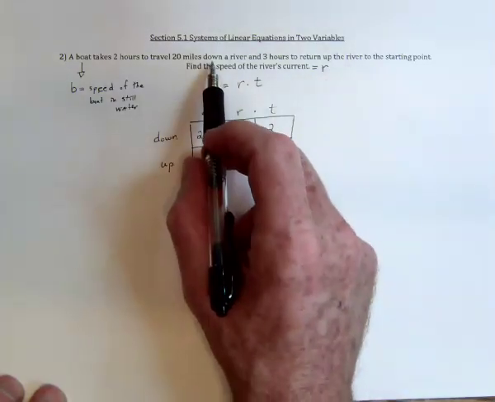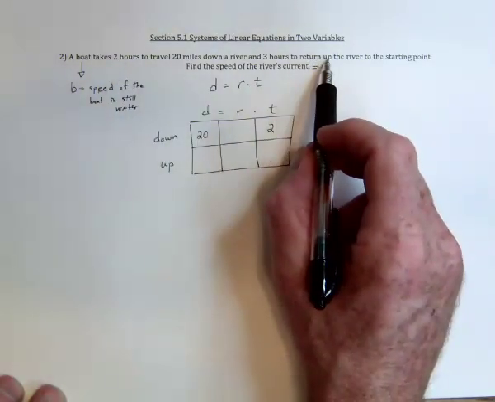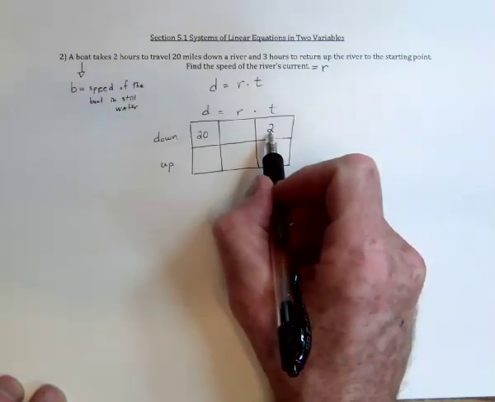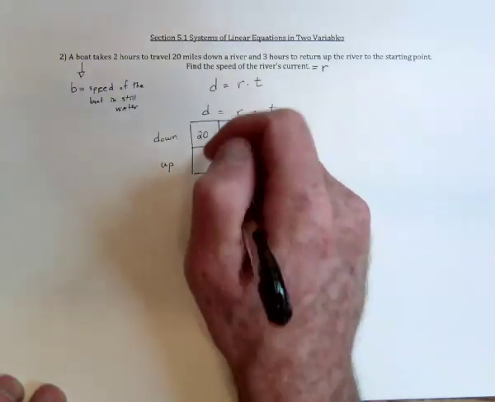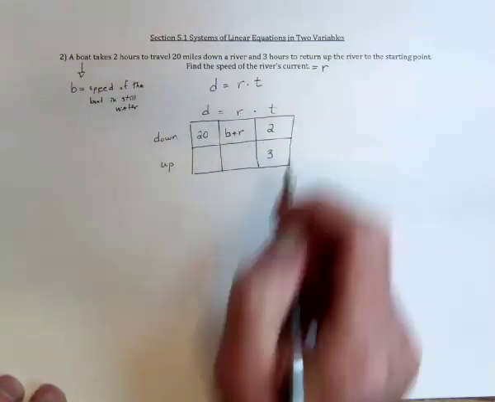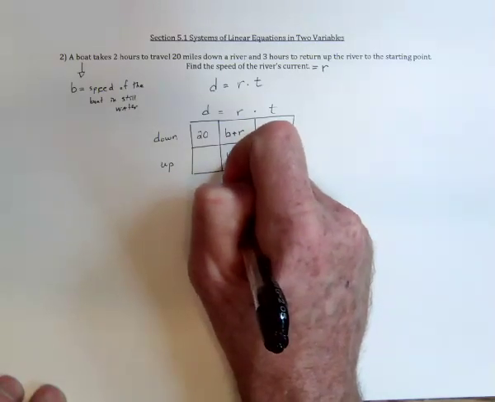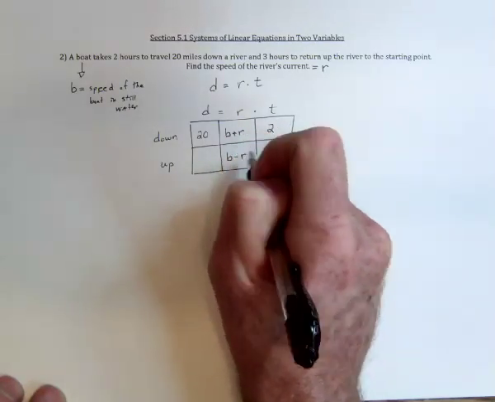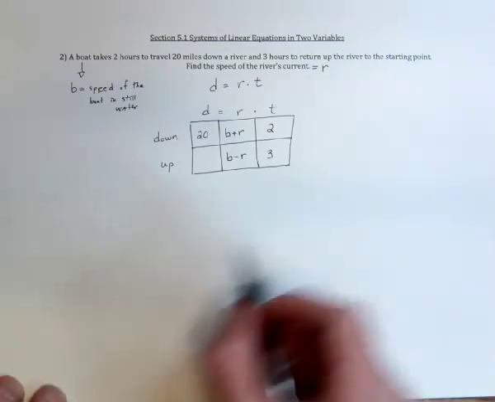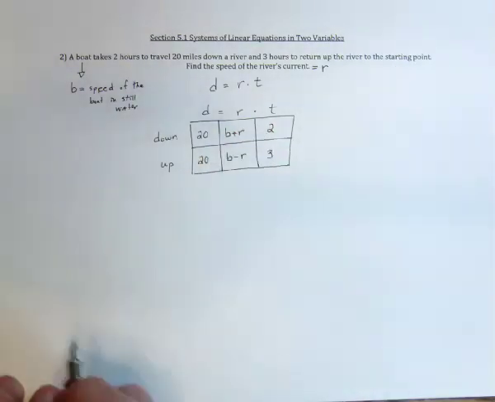Well, as it goes down the river, it takes 2 hours. The return trip up the river takes 3 hours. So in here, they're going faster, which means that the river is helping them out. So they've got their own speed plus the speed of the river. Likewise in here, for the return trip, the river is going to be slowing them down, so subtract R for the total speed. And since it says they return back to the starting point, then going back will take 20 miles.